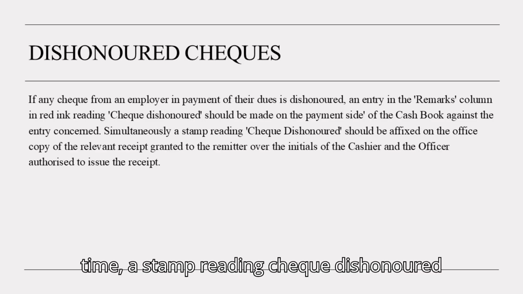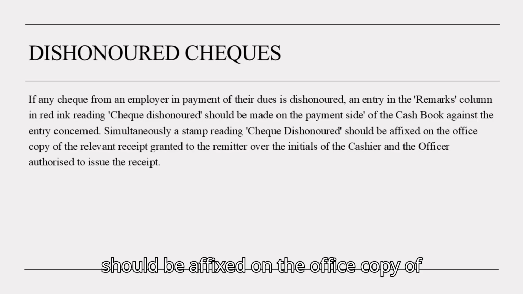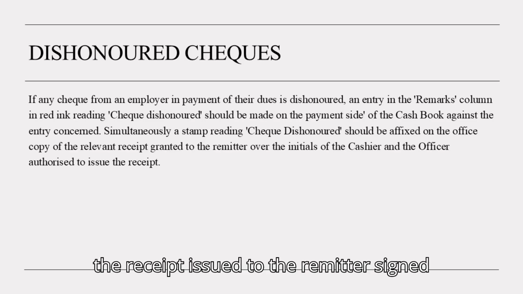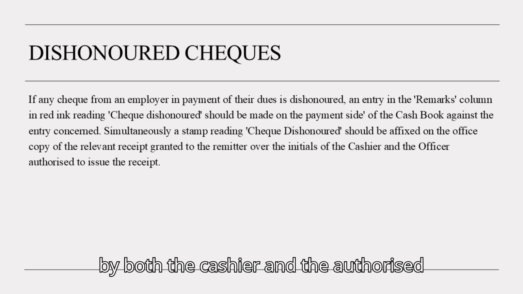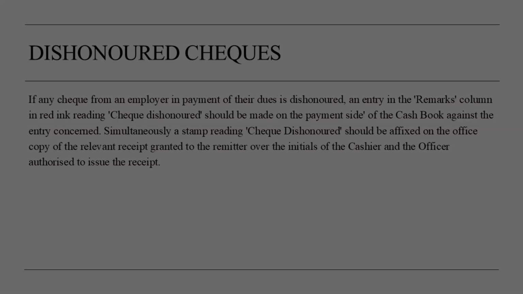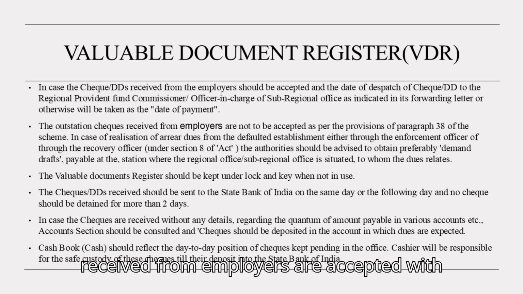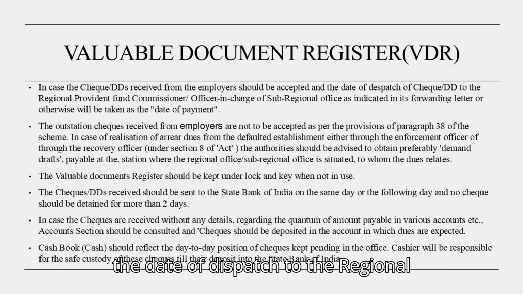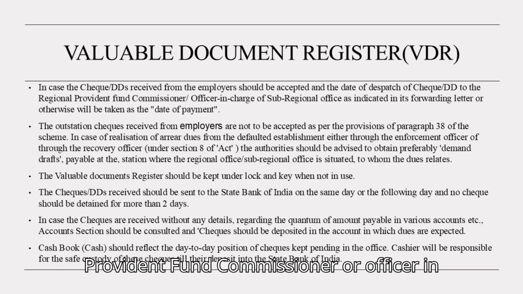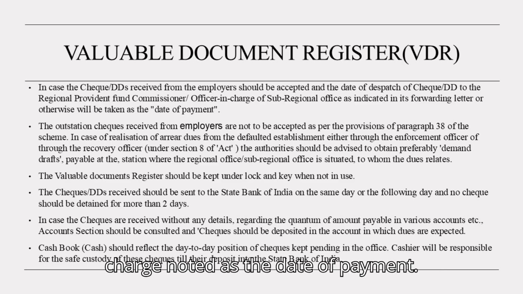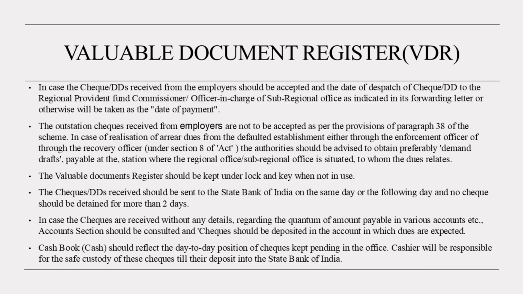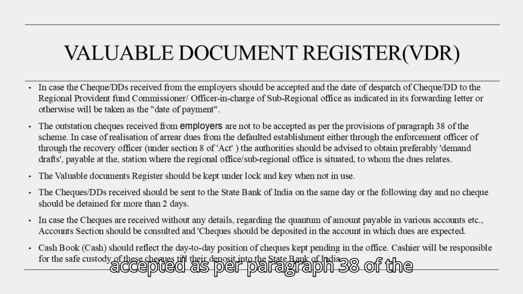At the same time, a stamp reading "Check dishonored" should be affixed on the office copy of the receipt issued to the remitter, signed by both the cashier and the authorized officer. Checks and demand drafts, DDs, received from employers are accepted, with the date of dispatch to the Regional Provident Fund Commissioner or officer in charge noted as the date of payment. However, outstation checks are not accepted, as per paragraph 38 of the scheme.